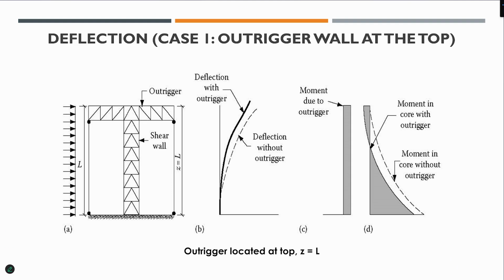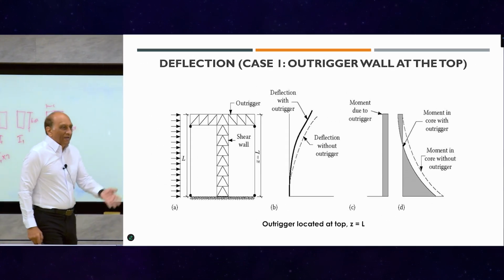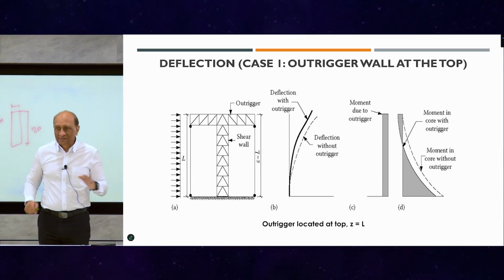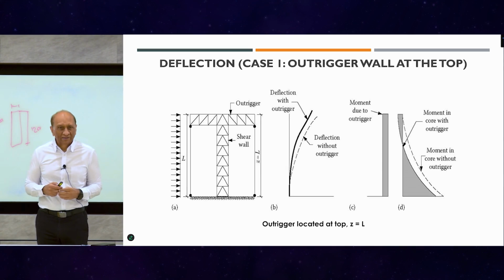So don't worry about the truss. This is just the same. Like I told you, could be wall, could be truss, doesn't matter. So if you put it over there, this is the deflection with outrigger. This is the free deflection. So you get reduced deflection, reduced drift. And this is the moment in the wall. This is the moment without the outrigger. This is the moment with the outrigger. So you reduce the bending moment in the wall and you reduce the deflection. This is the typical effect of putting the outrigger, as I mentioned to you.